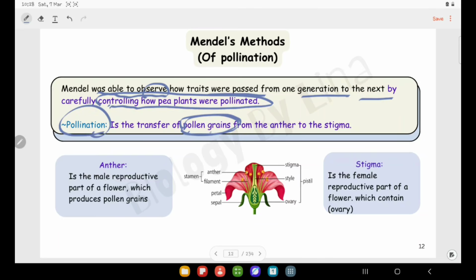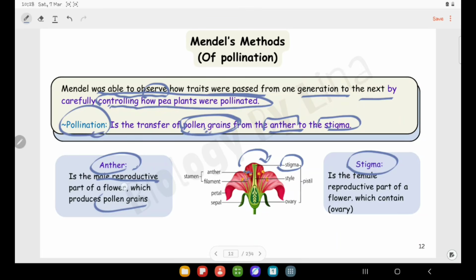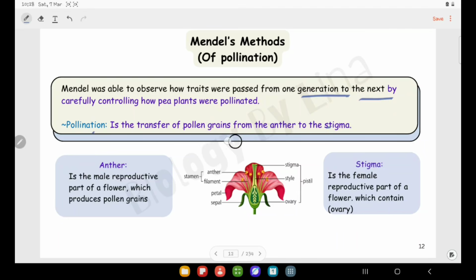Where are these pollen grains produced? They are inside the anther, the male part of the plant. They transfer from the male part to the female part, which is named the stigma. Both of them are on the same flower. The anther is the male reproductive part of the flower and produces the pollen grains, while the stigma is the female reproductive part and contains the ovary. So the pollen grain transfers from the anther, the male part, to the stigma, the female part.